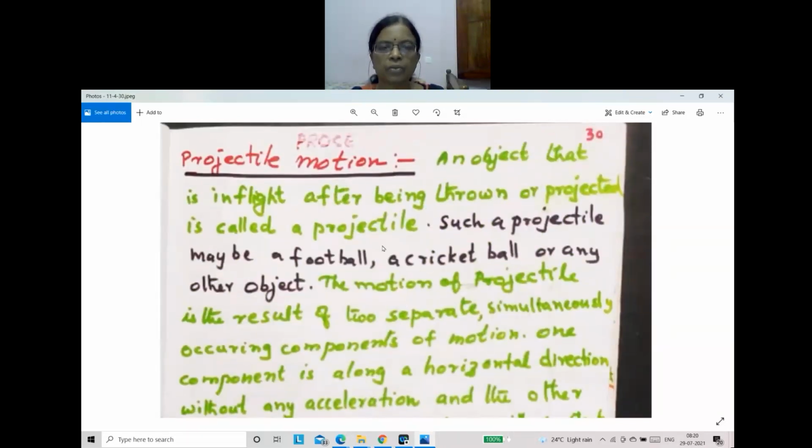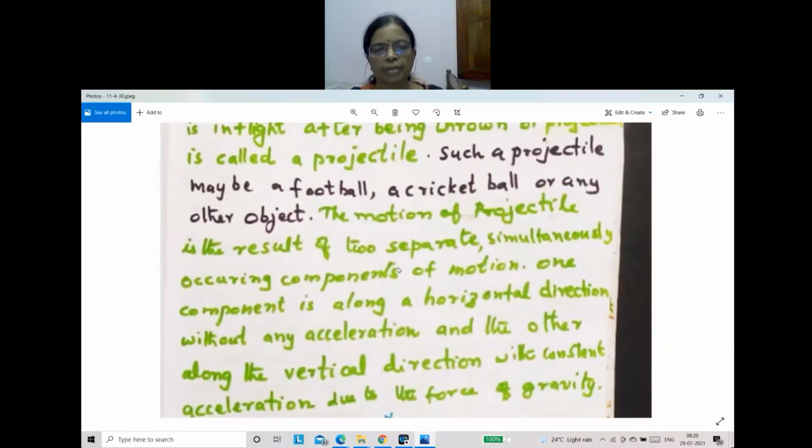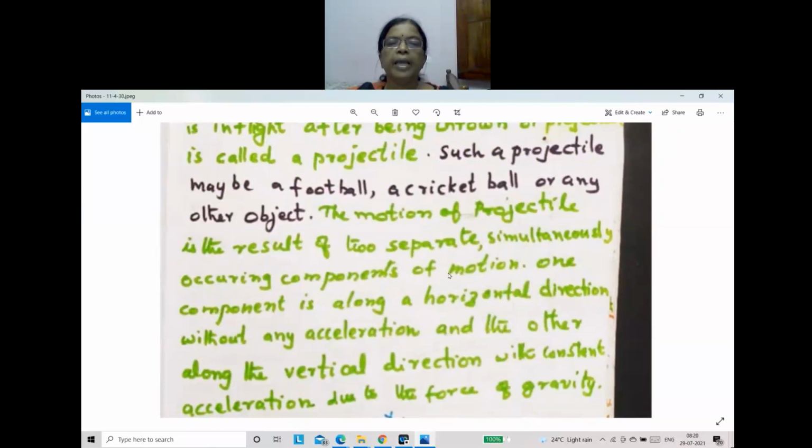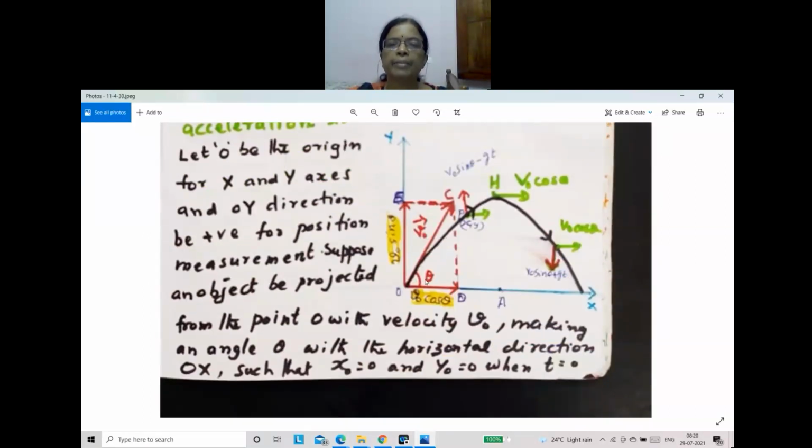An object that is in flight after being thrown or projected is called a projectile. Such a projectile may be a football, a cricket ball, or any other object. Motion of a projectile is the result of two separate, simultaneously occurring components of motion. That I will explain. Here we can see the black line represents the motion of the projectile, that black curve. The stone thrown is moving along this curve.